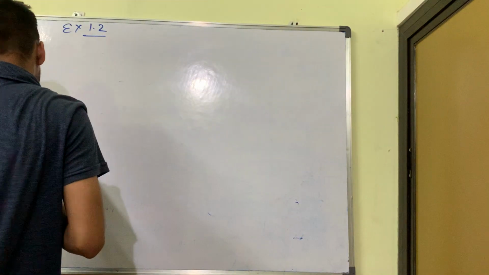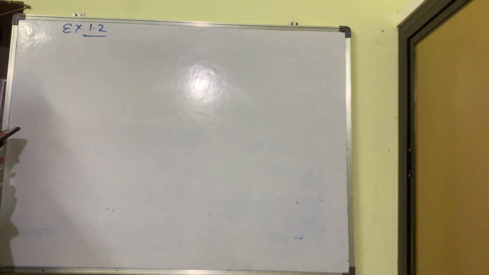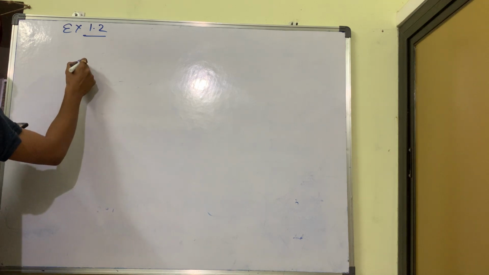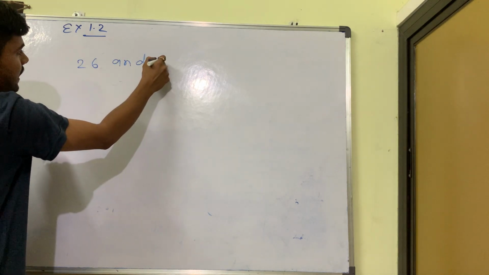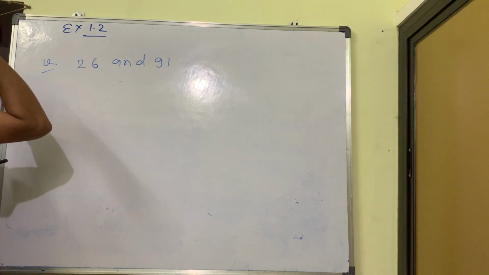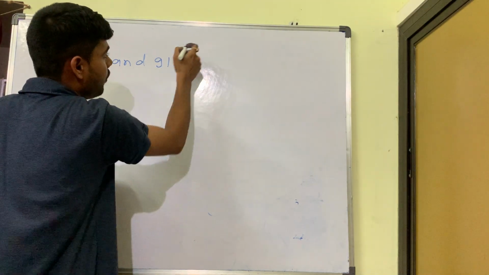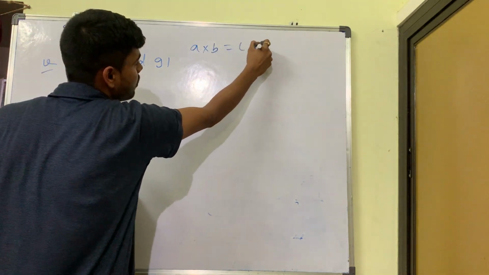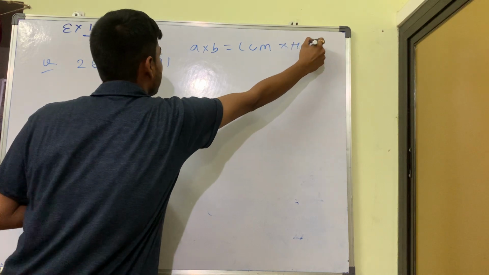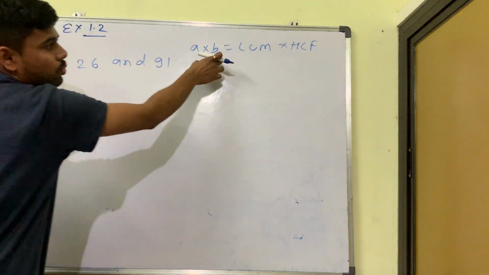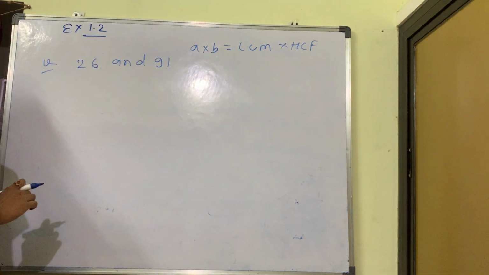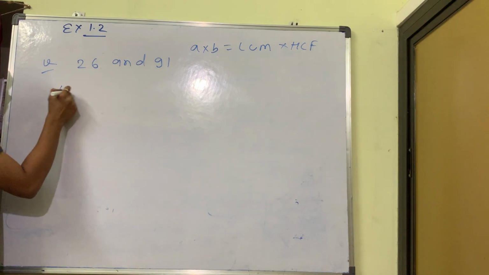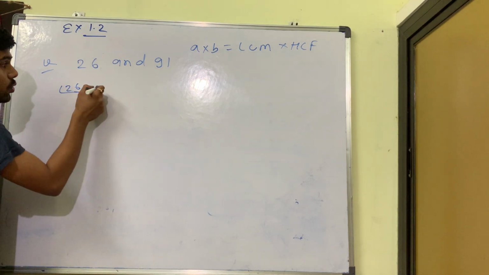So next question, if I take question number 2, they are saying prove that the numbers taken, 26 and 91. They are saying to check those numbers according to the rule A into B is equal to LCM into HCF. They are saying to verify this according to this formula. So how will you verify? First we will take the LCM of these two numbers. So 26 and 91 LCM. So what will it come?